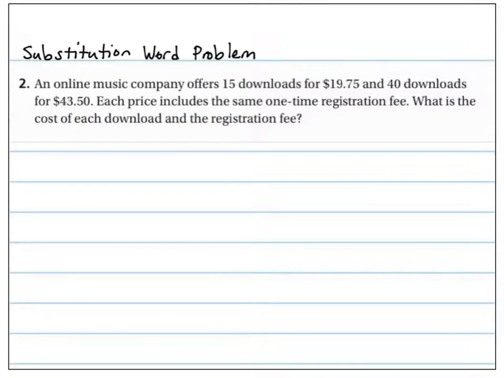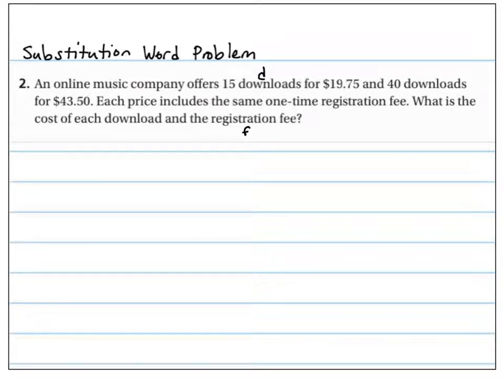Here we have a substitution word problem. So in this case, an online music company offers 5 downloads for $19.75, 40 downloads for $43.50. Each price includes the same one-time registration fee. What is the cost of each download and the registration fee? So we don't know the registration fee, so we can just let it be F. And then we know we're buying downloads, so we can let those be D.